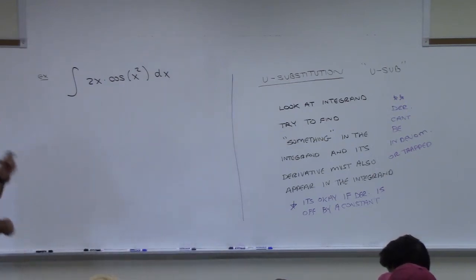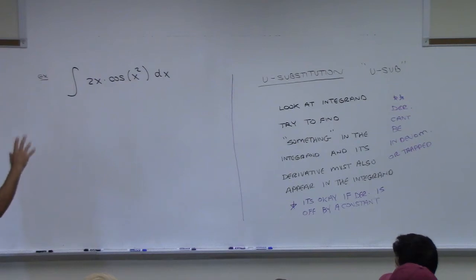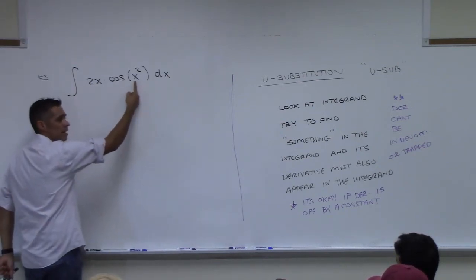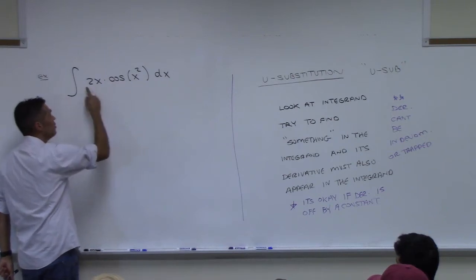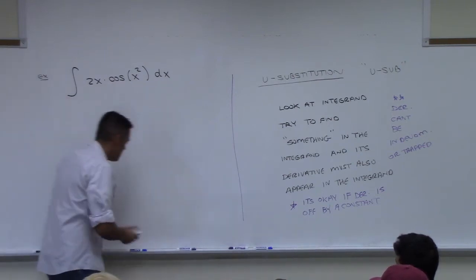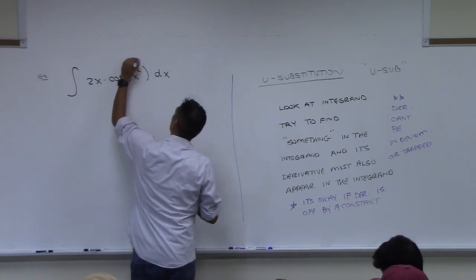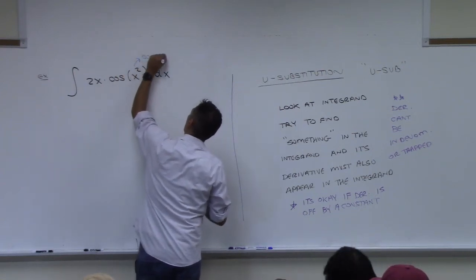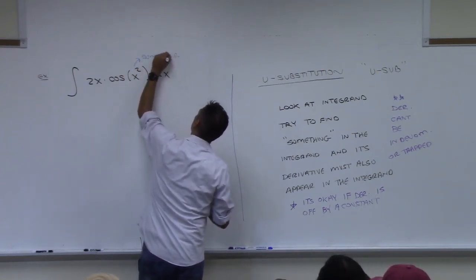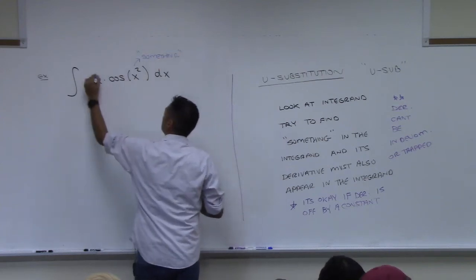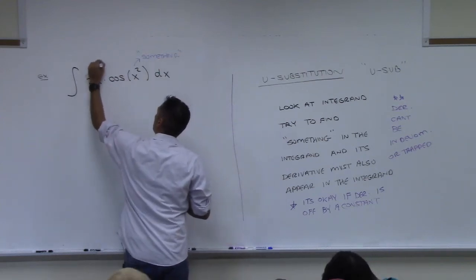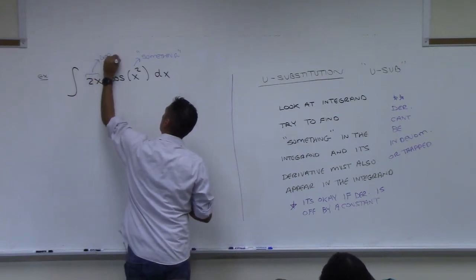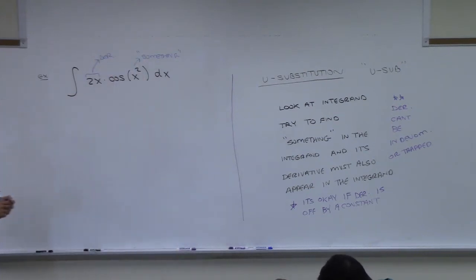So what we're going to do is look within the integrand, and ask ourselves, do we see something and its derivative? So do you all see it? X squared is our something, and do you see its derivative up here? 2x, there it is, right? So this is our something, and this is the derivative of that something. Agree?